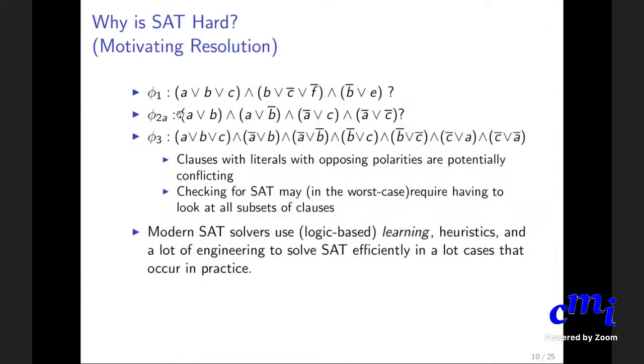You will see that soon, and DPLL is basically like that. How would you decide? One easy way of deciding satisfiability of a Boolean formula, if you were to do it, not being too clever, how would you do it?